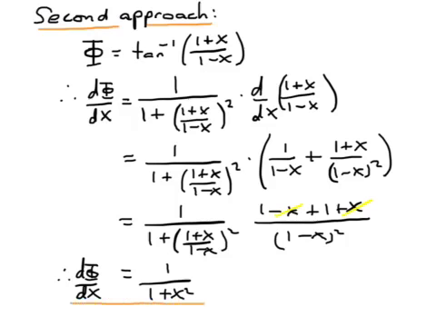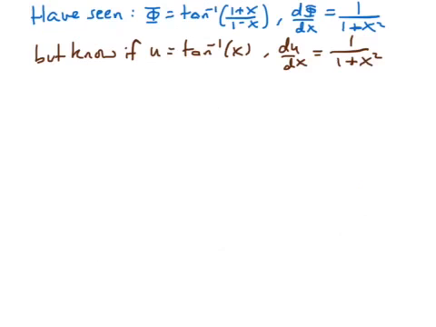To conclude this video, I want to answer a question which you may have asked yourselves. You know that the derivative of arctangent of x is 1 over 1 plus x squared, but we've also got that the derivative of the arctangent of (1 plus x) over (1 minus x) has the same value, 1 over 1 plus x squared. So how can that be the case? We're going to look at that on the last slide.